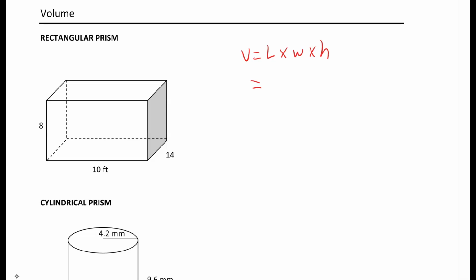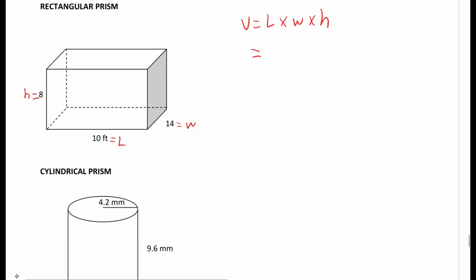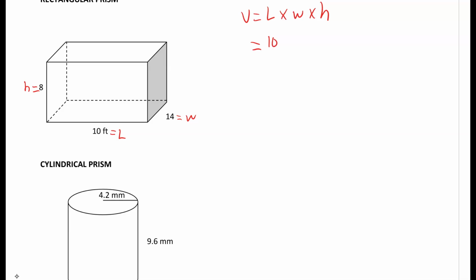So, looking at our diagram below, 10 was our length, 14 was our width, and 8 was our height. Again, I'm labeling these so it's easy to put into the formula here. So we have our length, which is 10, multiplied by 14, which is our width, multiplied by 8, which is our height.